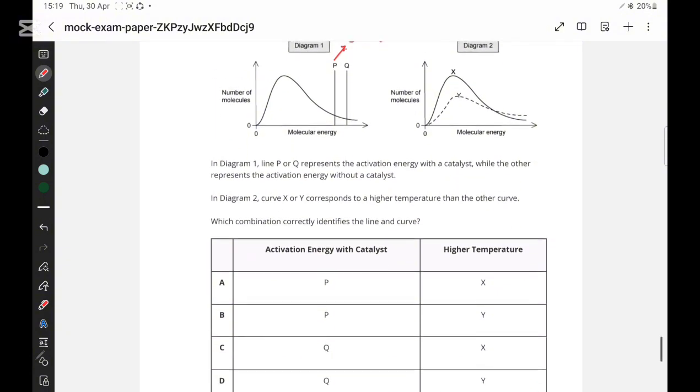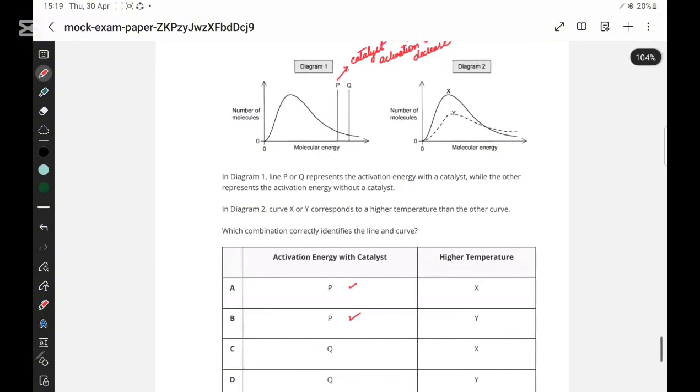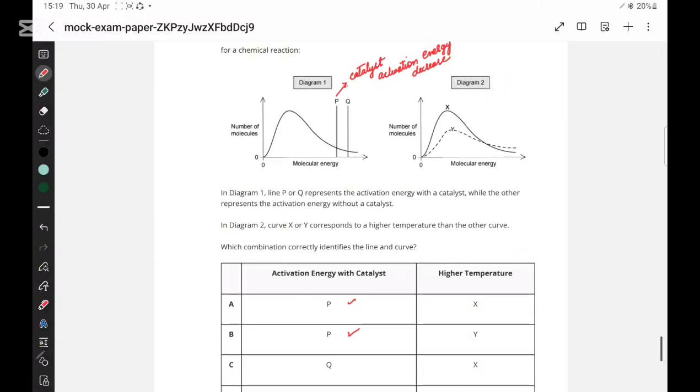So P is the one with the activation energy with catalyst. We have two options. Now let's see higher temperature. If you are seeing higher temperature, then that would be P, because when you are having higher temperature, the point will come at a lower position and to the right as well. So this is at a lower position, and the graph also moves towards the right direction. So this is going to be Y. So option B is going to be correct.